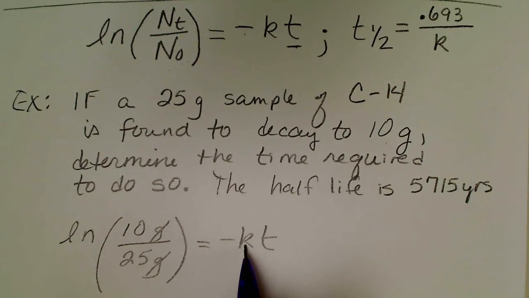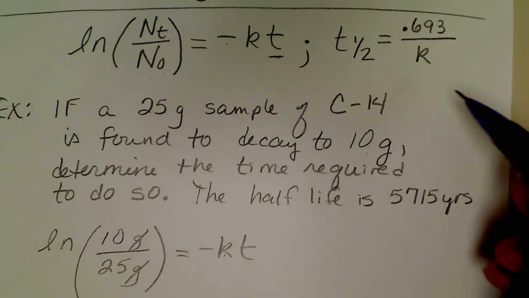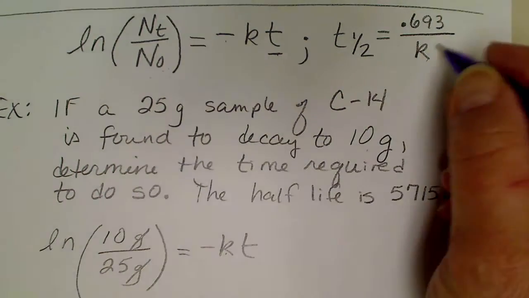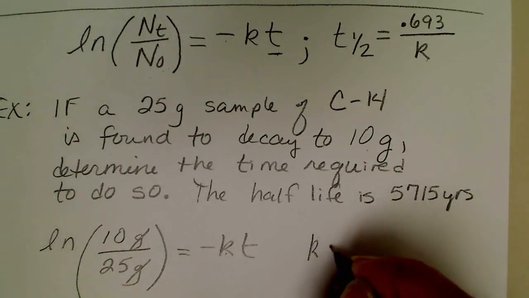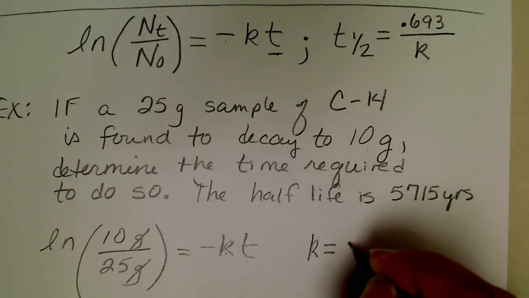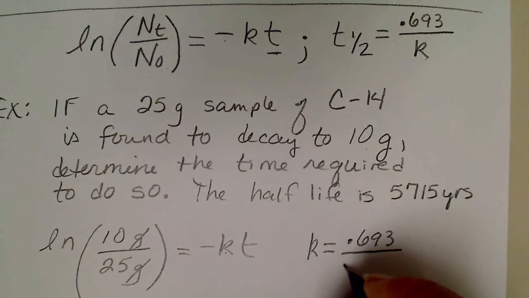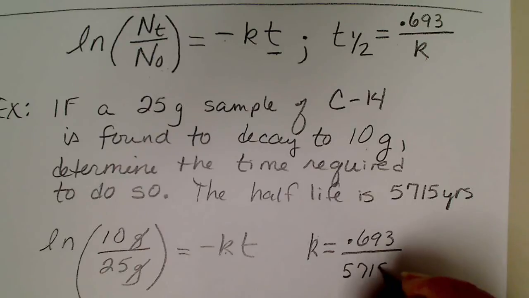The problem did not give us the decay constant, but since we know that this is first order kinetics, the half-life allows us to solve for k, so I probably should have done that first. k is equal to 0.693 divided by the half-life, which is 5715 years.